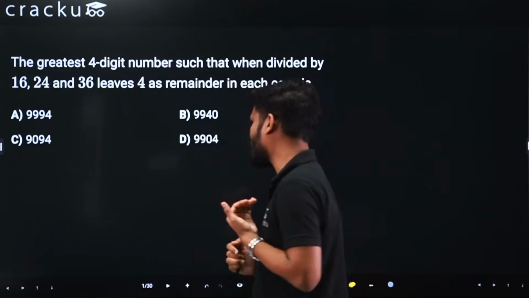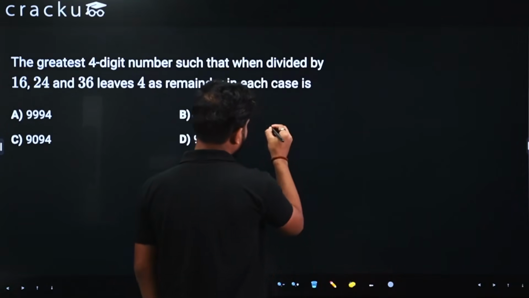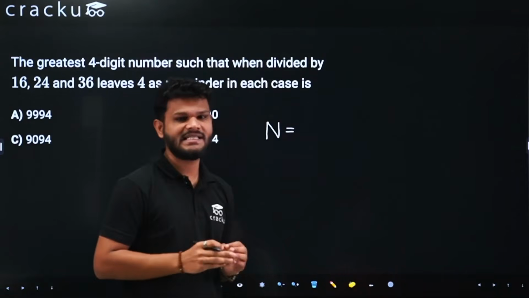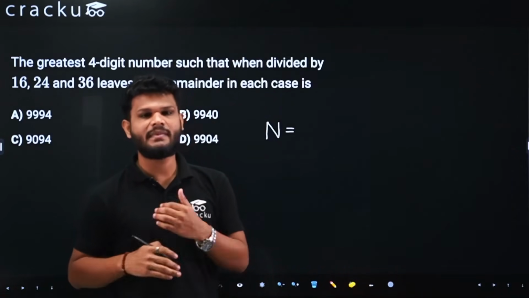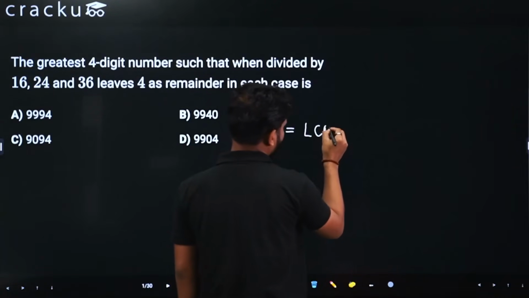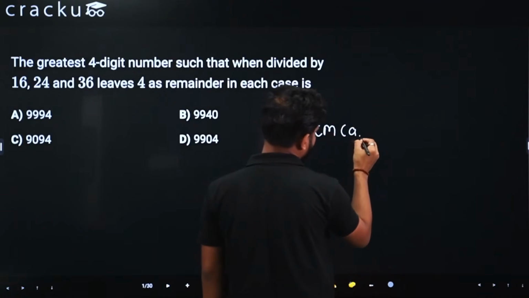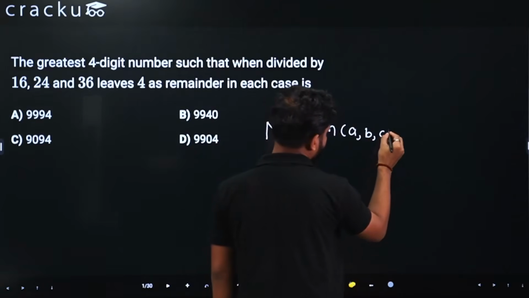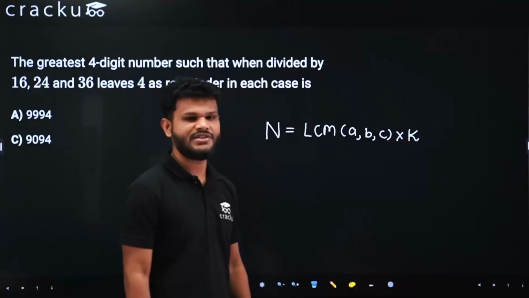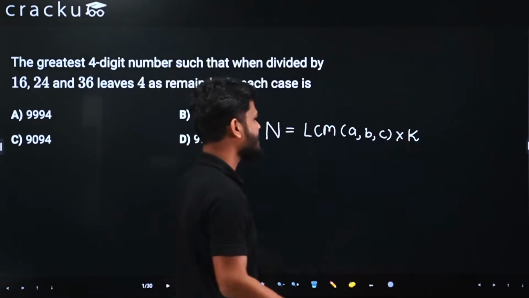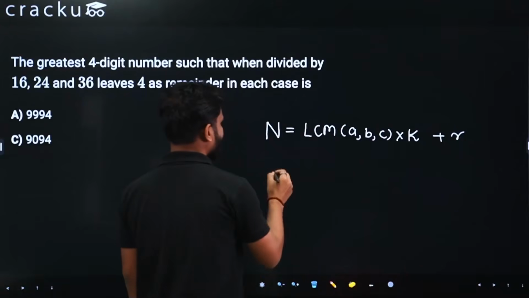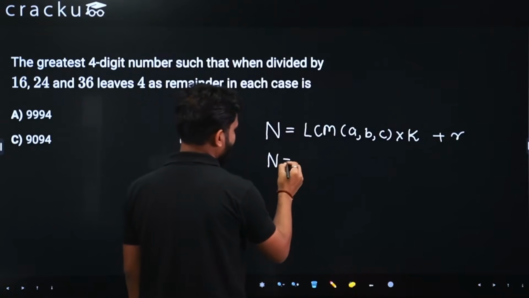Whenever this type of question comes, it should come to your mind that any number, let us say n, which when divided by divisors a, b, c leaves a remainder r is given by the LCM of the divisors a, b, c into k, where k is some integer 1, 2, 3, 4, 5, 6 and so on, plus the remainder which is r.